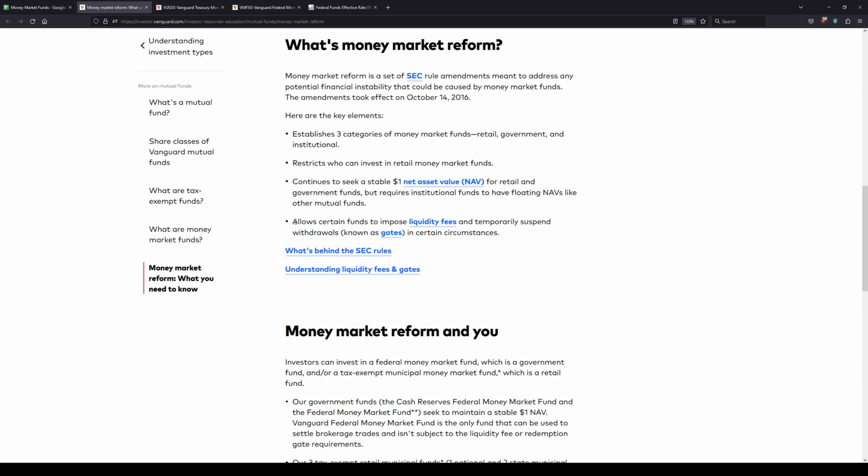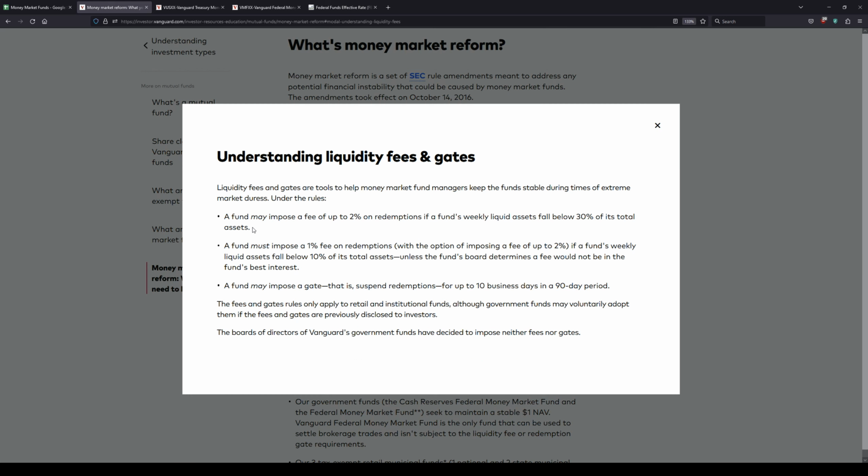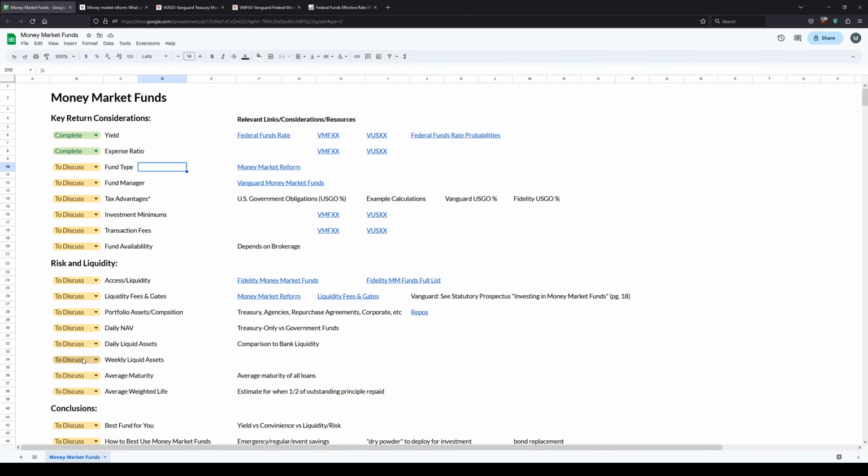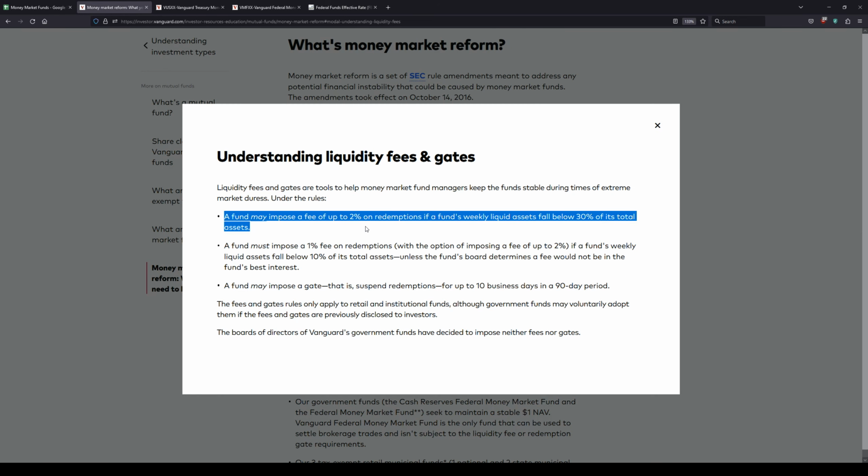However, with the new regulations, there is now the ability to impose what are called liquidity fees and even temporarily suspend withdrawals, known as gates, in certain circumstances. Those conditions are as follows. A fund may impose a fee of up to 2% on redemptions if a fund's weekly liquid assets fall below 30% of its total assets. So this is jumping ahead a little bit to our discussion on weekly liquid assets, but effectively weekly liquid assets are any of the assets in the fund that can be easily sold within 5 days.